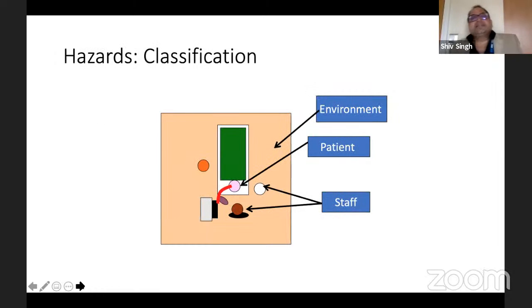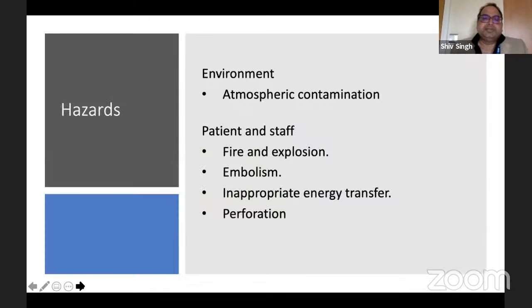So what are the hazards? Hazards can be classified into hazards to the patient, hazards to the staff, and hazards to the environment. That's a simple classification, which is very useful. In the environment, there can be atmospheric contamination, like when lasers are used for treating, say, papillomas, which are full of virus. They produce something called plume, and if it is absorbed, it can cause seeding of the papillomas. For the patients, the tube can go on fire, so that's why you have special tubes.